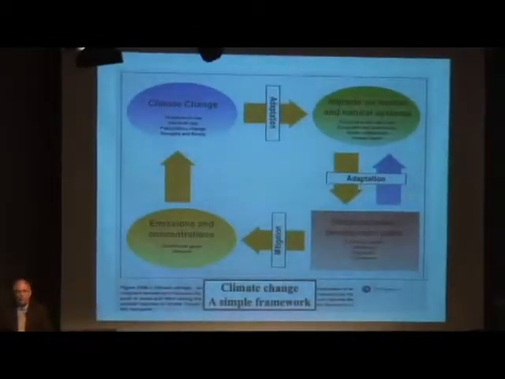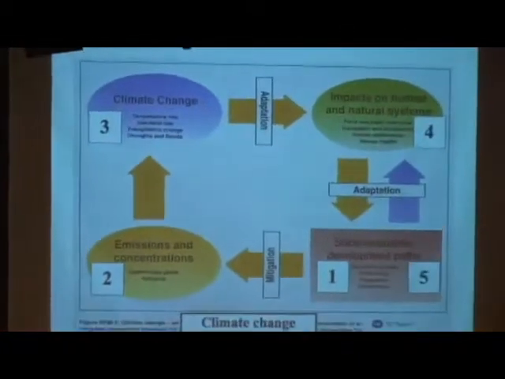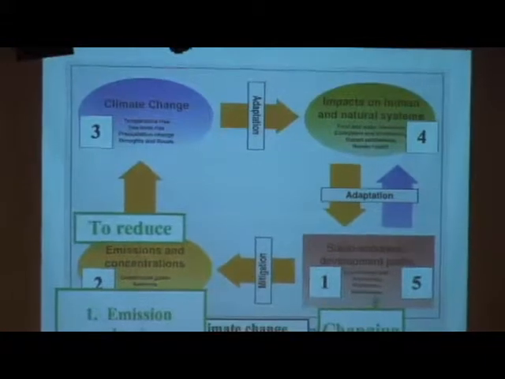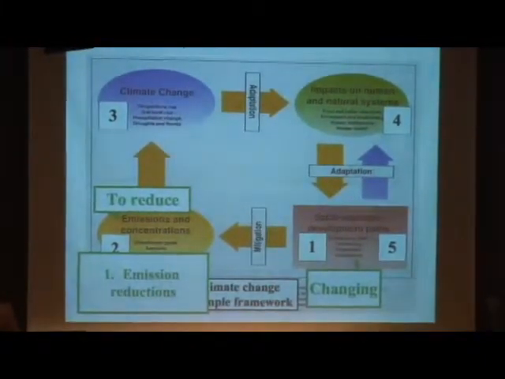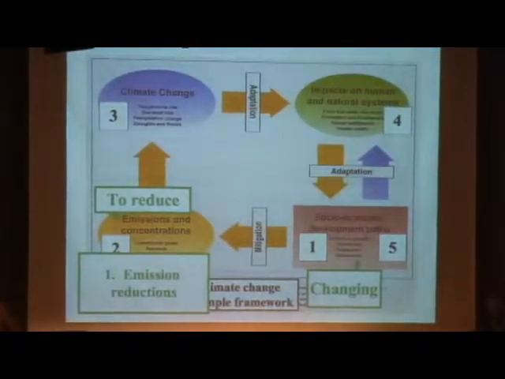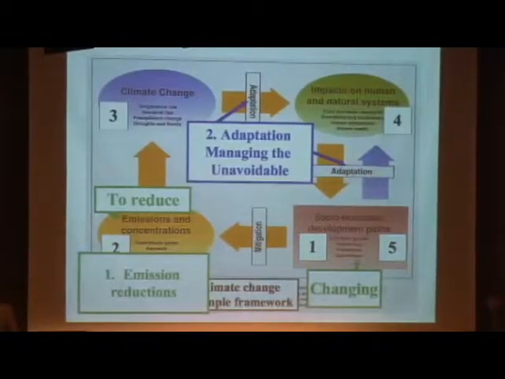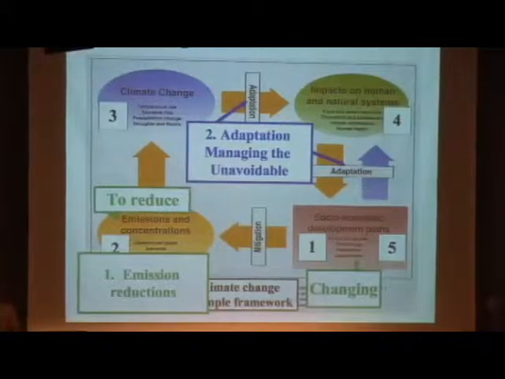Anyway, if we look at a simple climate framework, we normally think of it going around in this kind of loop. And much of the discussion is on emission reductions, i.e. changing our socioeconomic development paths to reduce emissions. But what we're really going to talk about here in this workshop tonight is climate change adaptation, which is changing the way we do things in order to minimize the impacts of a changing climate, gain whatever advantages there may be, and try to manage the unavoidable, as we might say.